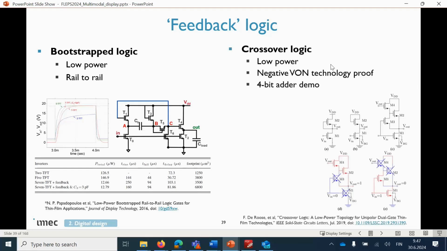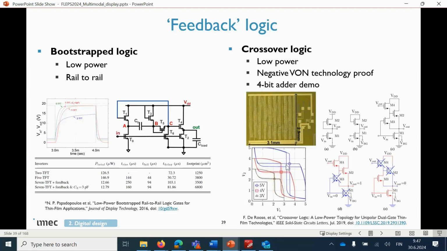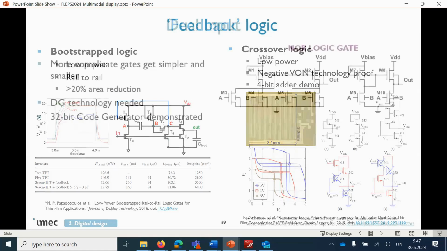There is also what we call crossover logic. Again, very low power. We improve the power, we improve the response. You can see the transfer curve, very sharp transfer curves. And my colleague also made a 4-bit adder demo, which was working using this logic. But you need a negative VT technology to do that. Otherwise, the performance goes down.